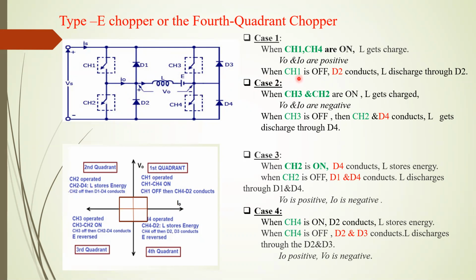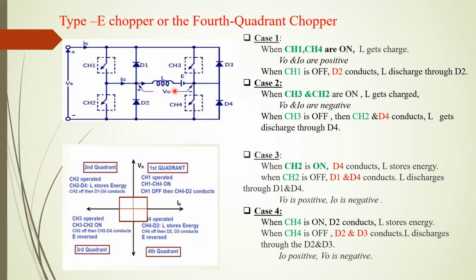Next, when chopper 1 is off, let us see now. Now we operate CH1, that is chopper 1, so it is off. Then when the chopper is off, the supply voltage is off, and the inductor starts discharging. It acts as a source now, and it discharges through D2. Now the polarities become plus to minus and minus to plus.